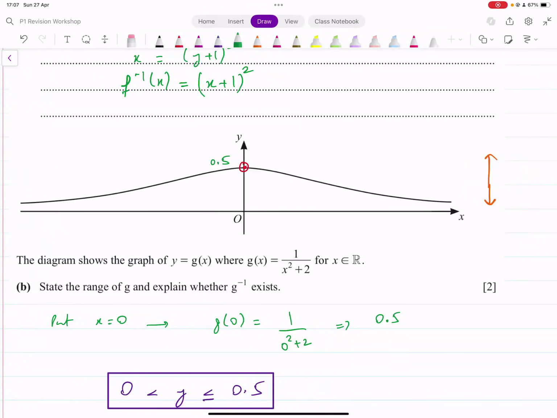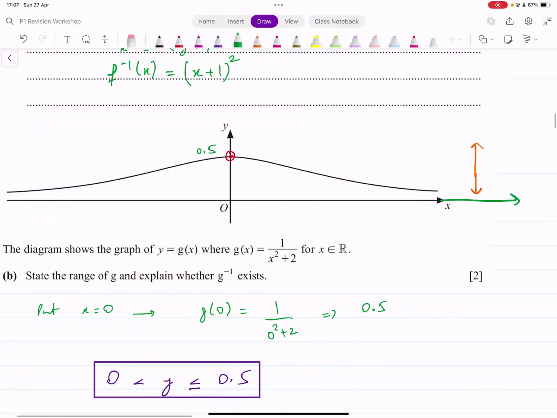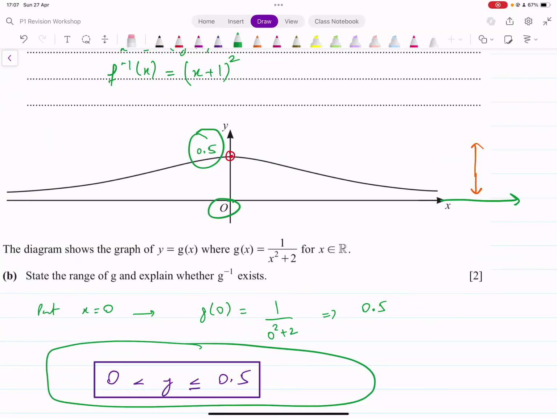You can think about what would happen if x becomes very large here on this side. In the denominator, you would end up getting infinity, and then the value is approaching 0. So what's the maximum value that you're getting on the graph? 0.5. The minimum value, that's 0. So what's the range going to be? It's going to be from 0 to 0.5.